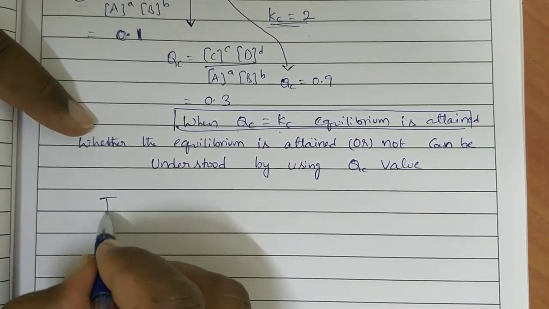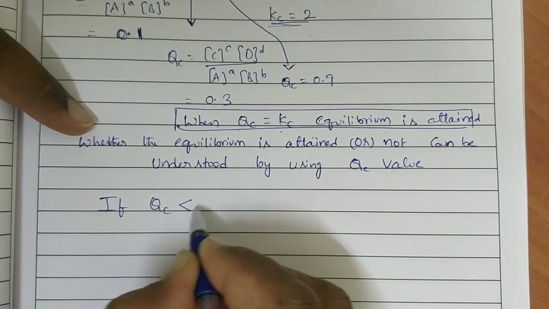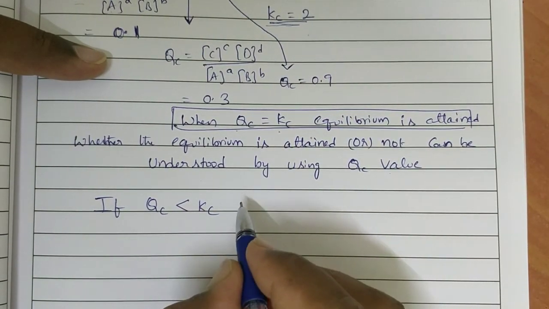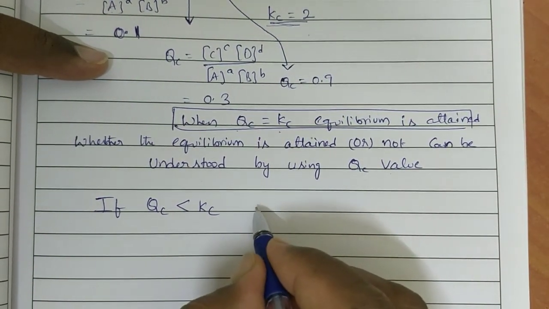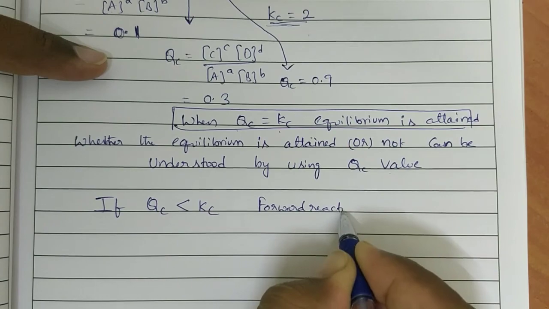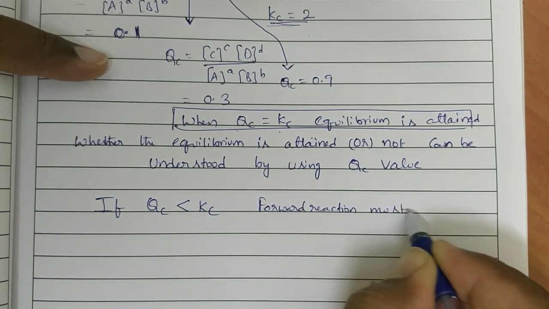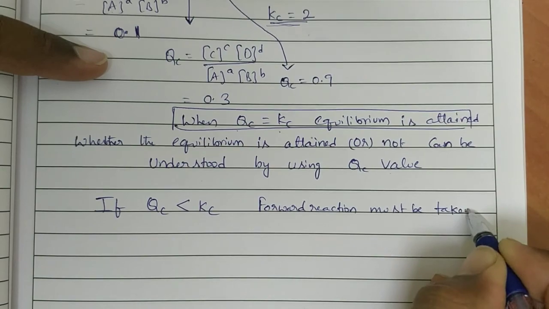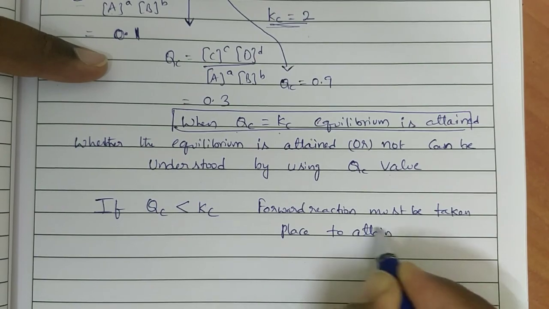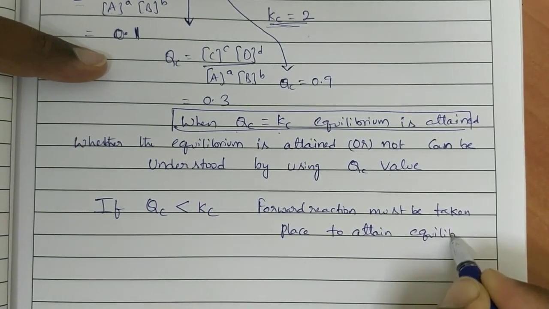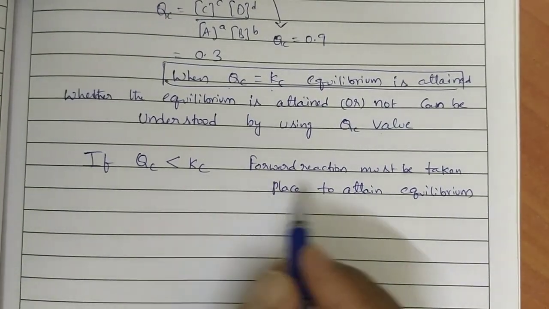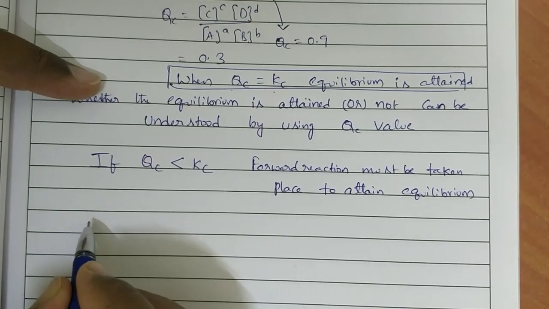If QC is less than Kc, forward reaction must be taken place to attain equilibrium. When QC is less than Kc, forward reaction must be taken place to attain equilibrium.